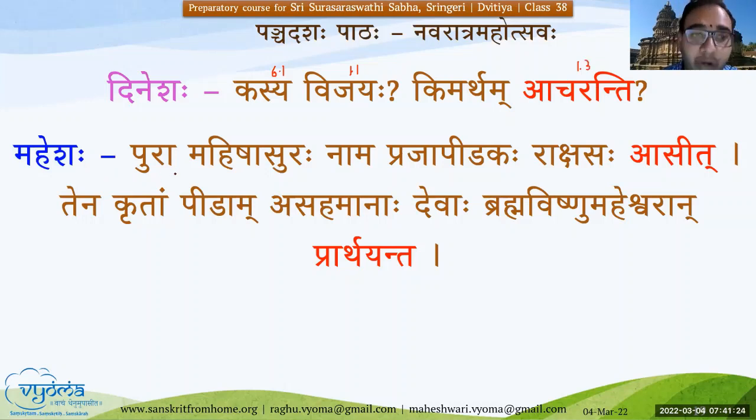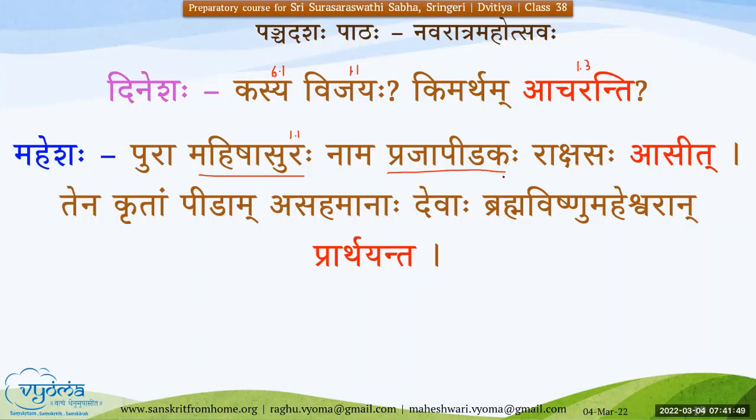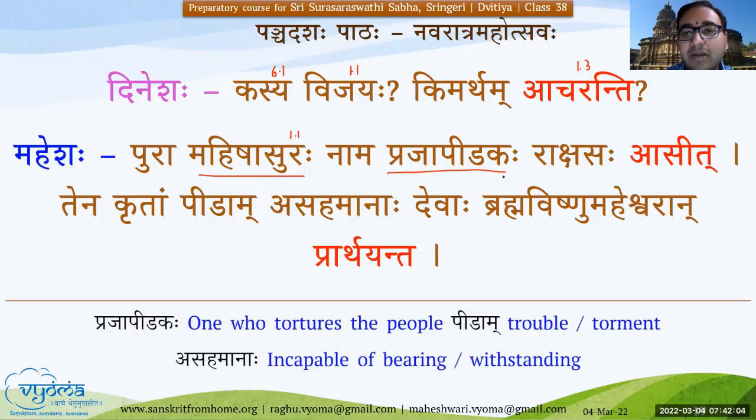Mahesha will answer to that. Pura, once upon a time, Mahishasuraha Nama Prajapidakaha Rakshasaha Asit. The name of the demon is Mahishasura. Prajapidakaha, what is the meaning of this word? There are two words in this, Praja and Pidaka. Pidakaha, Pidayati. Prajaha Pidayati. That is the meaning. One who troubles or tortures the citizens or the people.